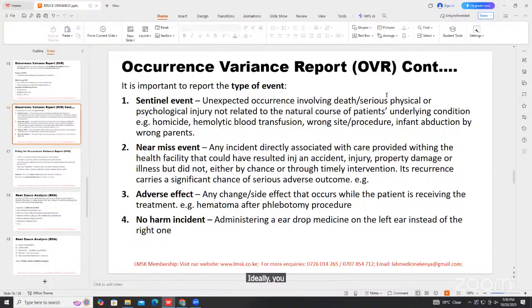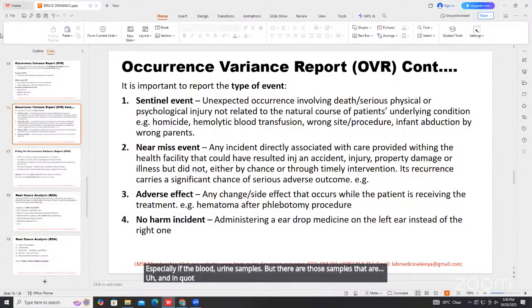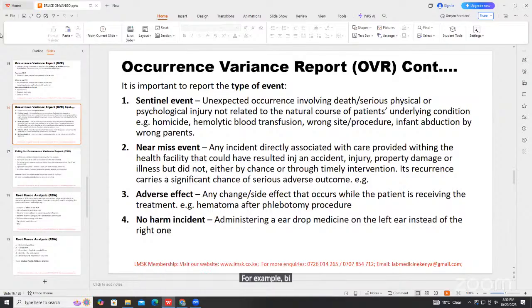Ideally, you need to reject the samples, especially if they're blood or urine samples. But there are those samples that are, in quotes, difficult to collect, for example, biopsy samples, or let's say CSF, the pleural fluids. So you can insist to the relatives or to the doctor to make a signature that actually the unlabeled samples are for the patients that they claim they are for.